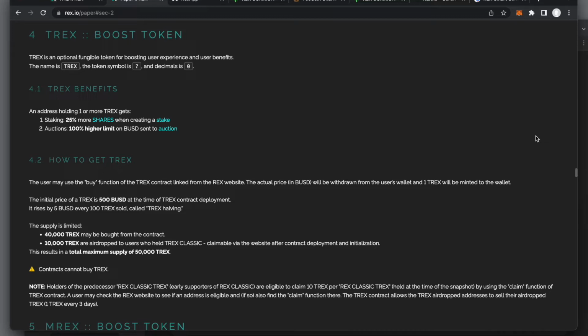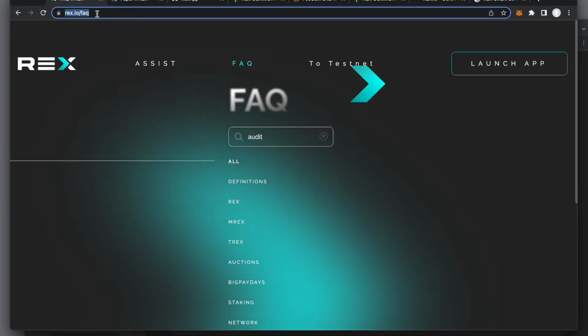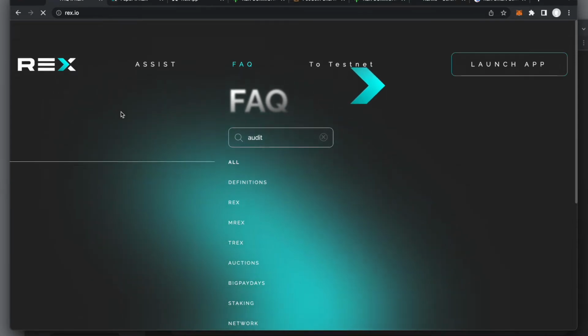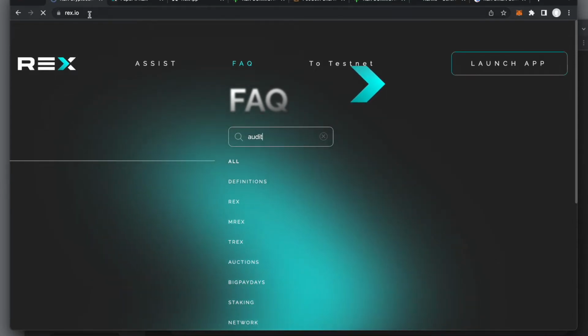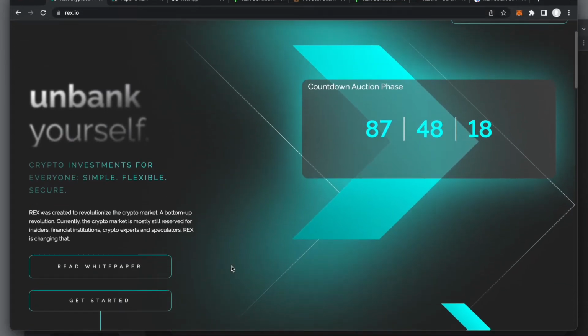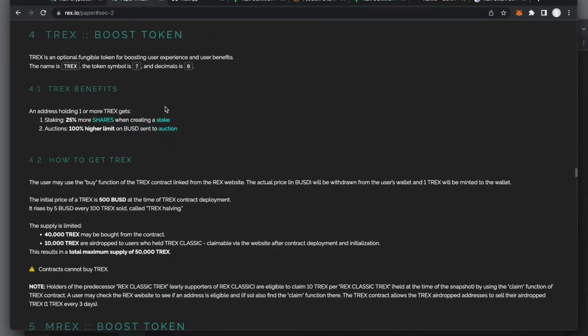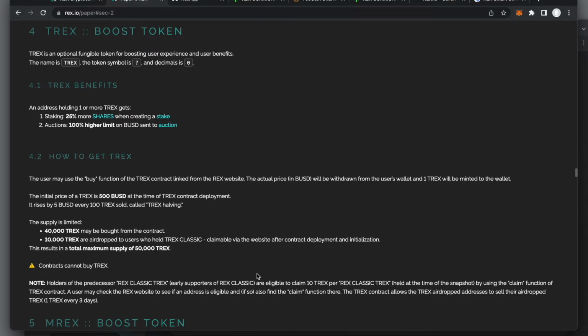Okay, so in this video we are up to section 4 in the white paper. Again, this white paper can be found, like everything else, on the main REX website, rex.io. This is the source of all useful information about REX, so definitely bookmark it and have it available to you at all times. The white paper's right here at the very front, and that's what we're going through today. So this is the part where we talk about TREX.